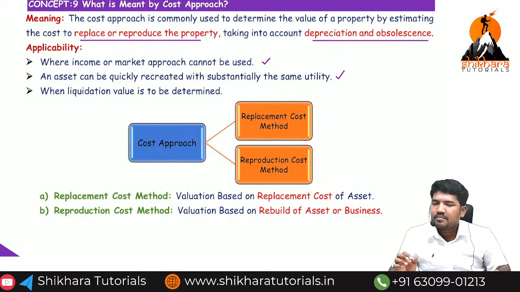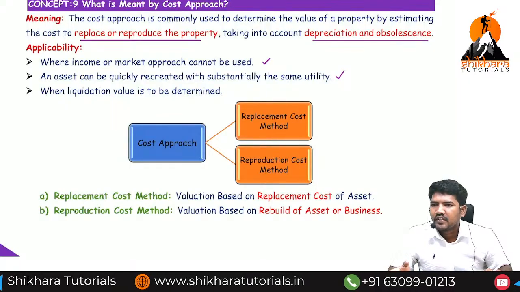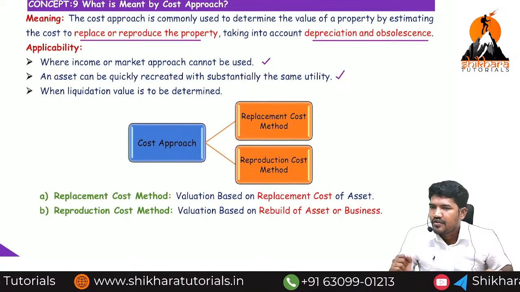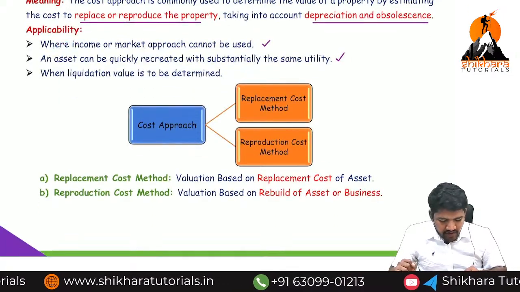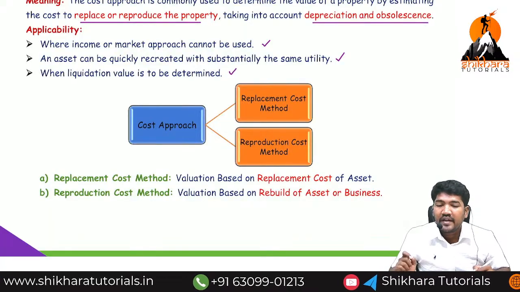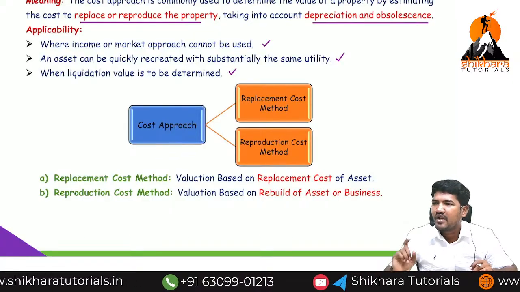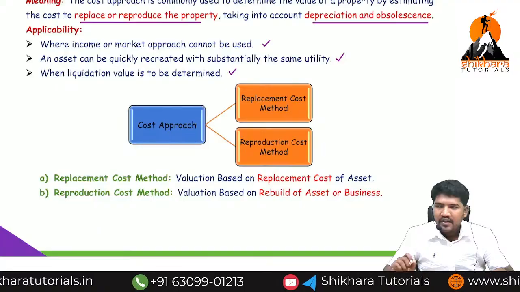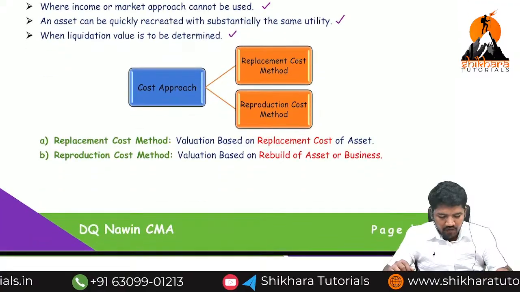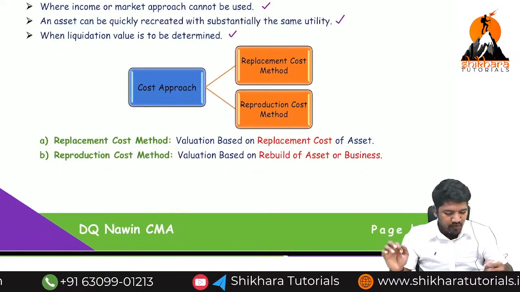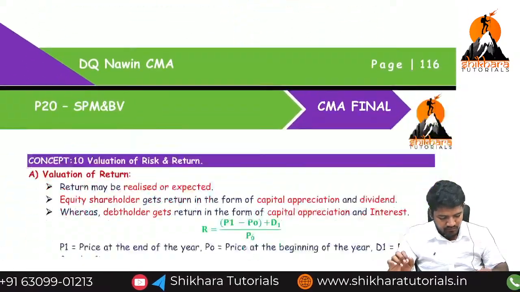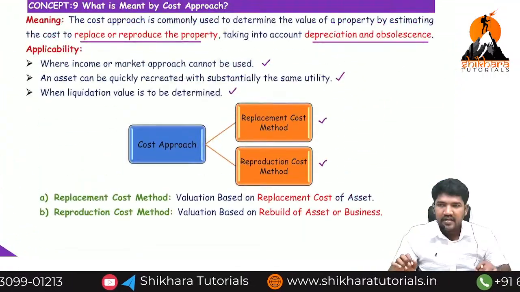Now, applicability. We use the cost approach where the income or market approach can't be used, and the asset can be quickly recreated with substantially the same utility. It's a simple word: replacement. If you have similar replacement assets, you can use that cost as the valuation. Also, when liquidation value is to be determined by a court or a liquidator, who will decide the asset values? The liquidator. Orders are only imposed by a court; the whole process is done by a liquidator. Now, when it comes to the cost approach, we have two methods: the replacement cost method and the reproduction cost method. That was yesterday's discussion.